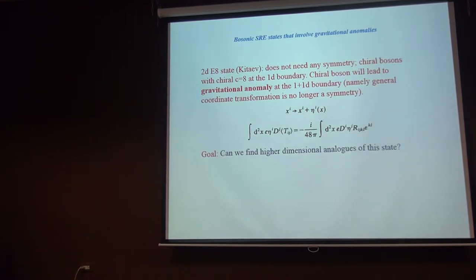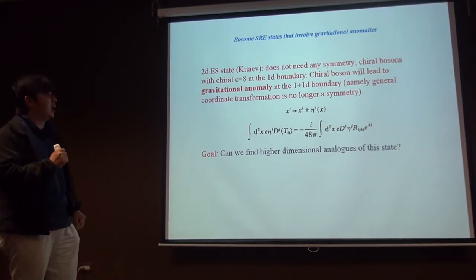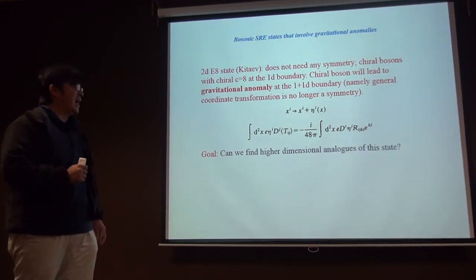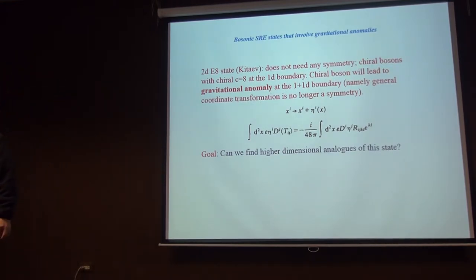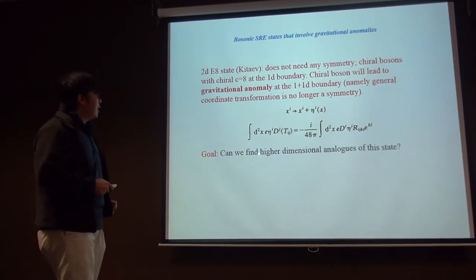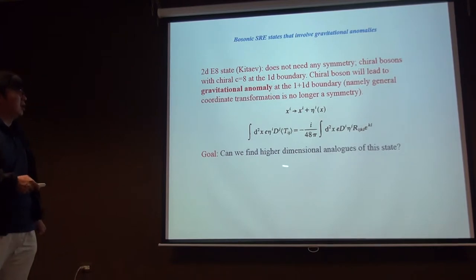Now the question is: can we find a higher dimensional analog? Can we find a higher dimensional analog of the two-dimensional E8 state? First, let me say that this E8 state itself is already beyond the group cohomology Xiaogang introduced in his first two lectures. The reason is very simple: group cohomology calculates some property of a group. If I don't have any symmetry, the group is trivial. If you calculate anything for a trivial group, you get a trivial answer. So this state itself is already beyond group cohomology. Now let's try to find a higher dimensional analog of this state.